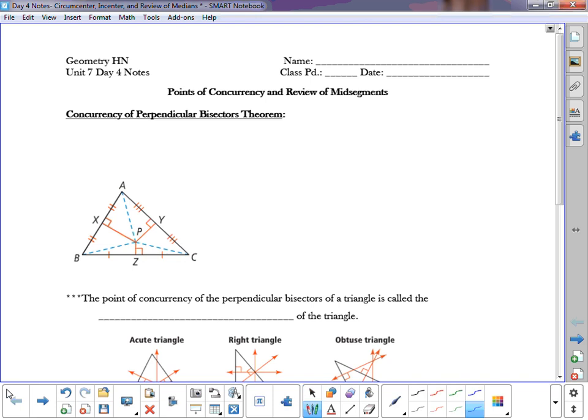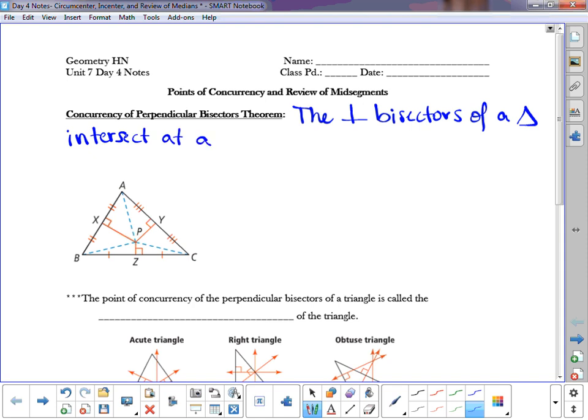All right. So concurrency of perpendicular bisectors theorem. The perpendicular bisectors of a triangle intersect at a point, and I'm going to leave parentheses with a gap because I'm going to fill in what that is in just a moment. Alright, so our perpendicular bisectors all meet at a point within that triangle.